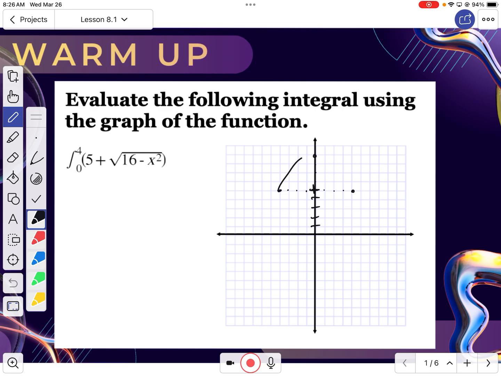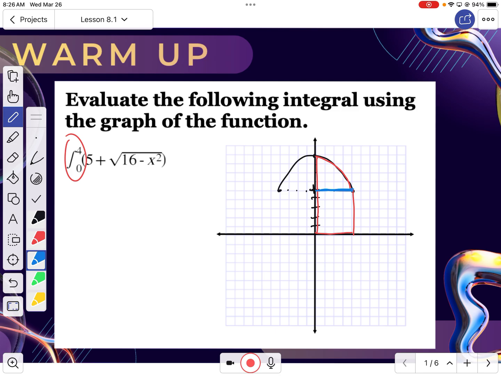Okay, so here's my picture, all right? And it wants the integral from 0 to 4. So basically I want this portion. Okay, so how could we find that integral using this graph? Yeah, let's just do all the area, all right? All the area that's under that curve.